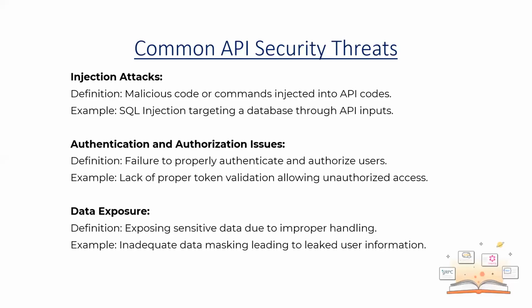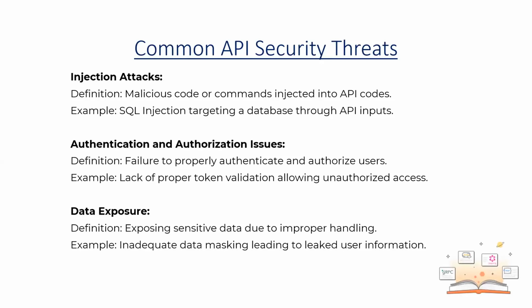So we have authentication and authorization issues, failure to properly authenticate and authorize users, or probably not allocating the right authorizations to users. So for example, the two words are actually different, authentication and authorization. So lack of proper token validation, allowing unauthorized user access into your APIs. These can also be a form of security threat on APIs.